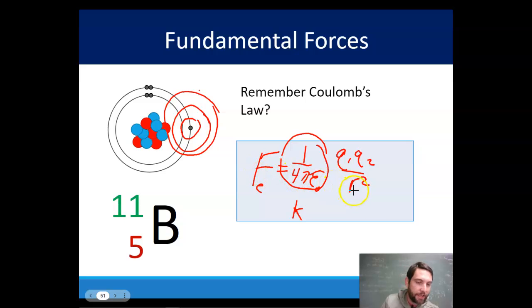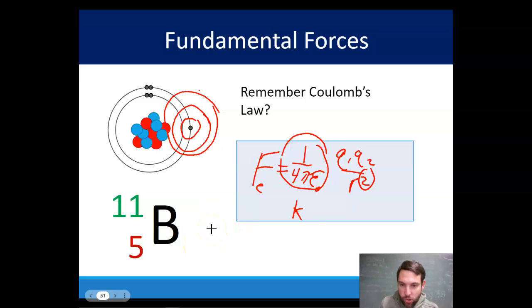And then the electrostatic force is an inverse square, so the magnitude decreases as you get farther away. As you get farther away, your magnitude is decreasing very quickly. And as you get further and further away, because of that squared, it gets low very quickly.